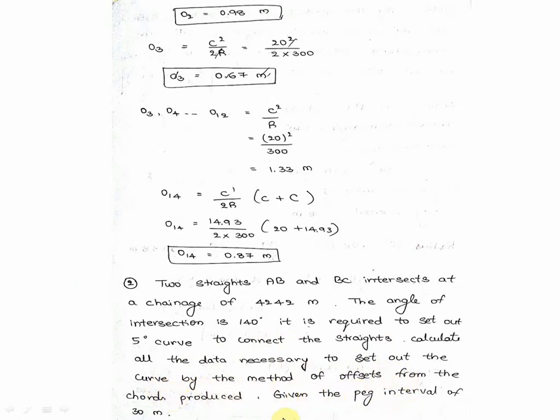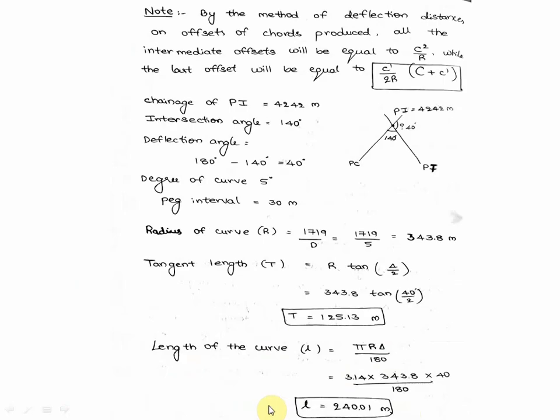The given peg interval is 30 meter. Next, they have given one note: by the method of deflection distances or offsets from chord produced, all the intermediate offsets will be equal to c square by r, as I told in yesterday's previous problem. While the last offset will be equal to c square by 2r into (capital C plus small c). Here small c will be the current chord, that is the last chord length, and capital C will be the previous chord length, that is the normal chord length.